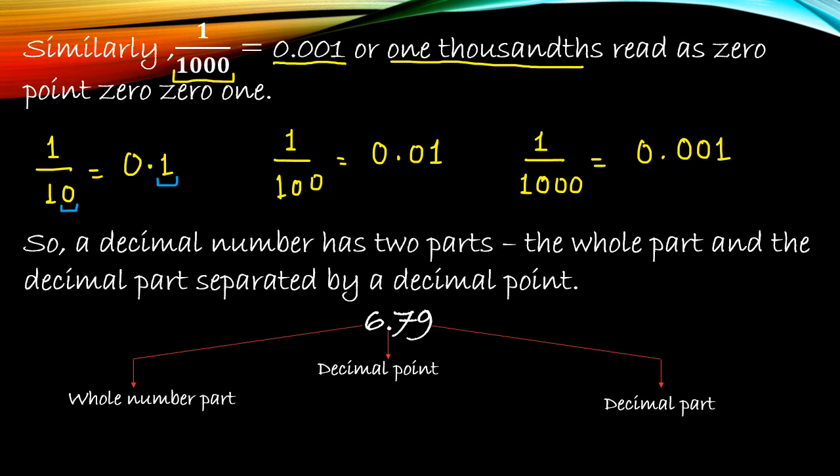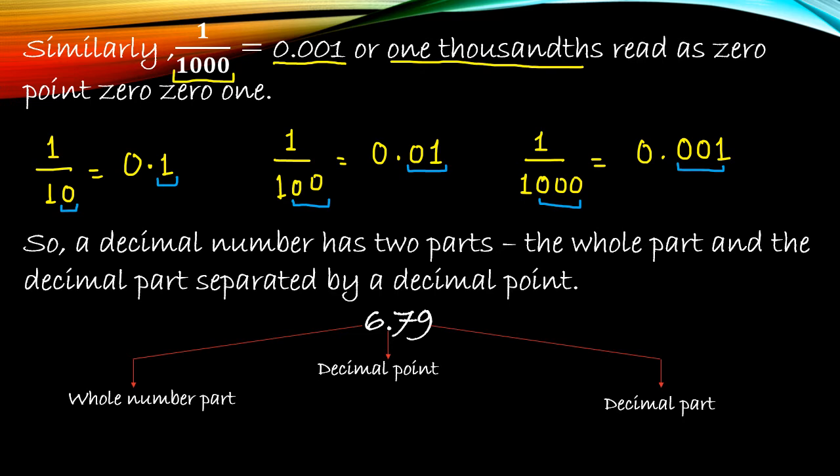Similarly, in the next one, 2 digits are there after the decimal, and in the denominator there are 2 zeros. In the third one, 3 digits are there after the decimal, and in the denominator there are 3 zeros. So always the number of digits in the decimal is equal to the number of zeros after 1 in the denominator.